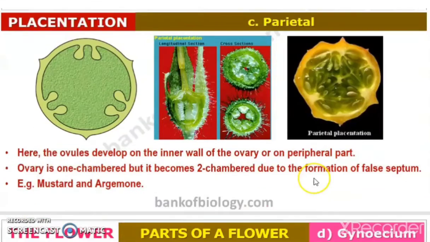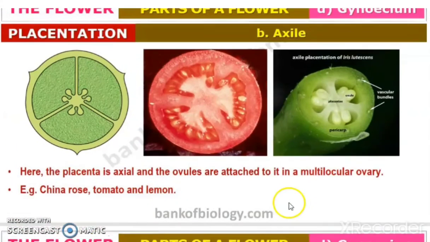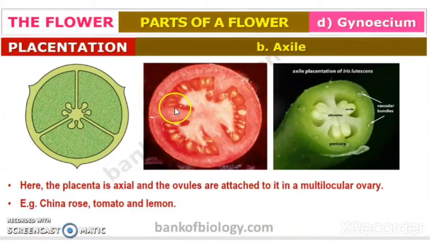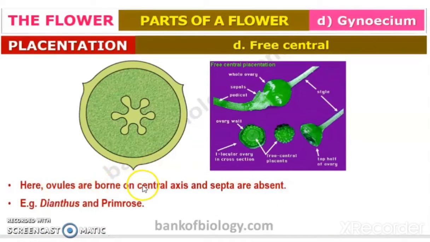Okay, now let us move on to the next part, which is the free central. Here ovules are born on the central axis and septa are absent. So in the axial part we saw that they had separations, right? It had many locules. But in the case of free central, the ovules are born on the central axis. All the ovules will be on the central axis, and the septa are absent. Septa means the separation will be absent. Okay, so this is how the central placentation will be.